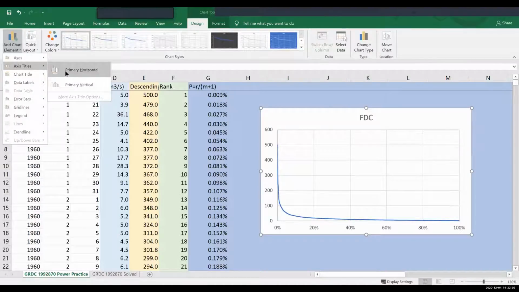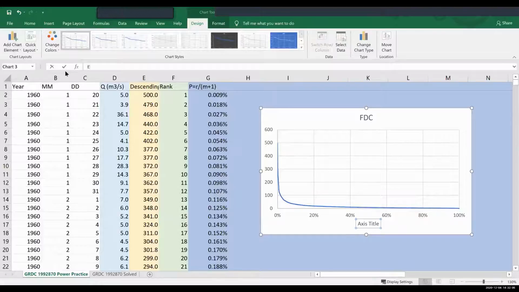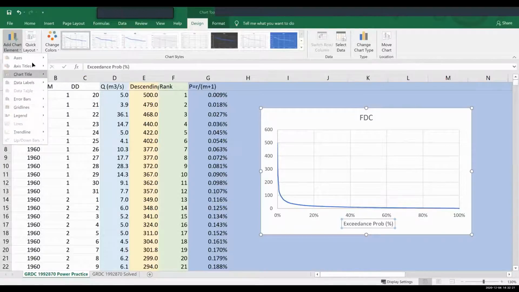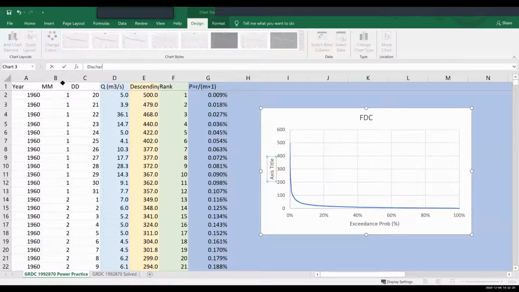Axis titles: primary horizontal, exceedance probability percentage, and primary vertical, discharge, cubic meter per second.